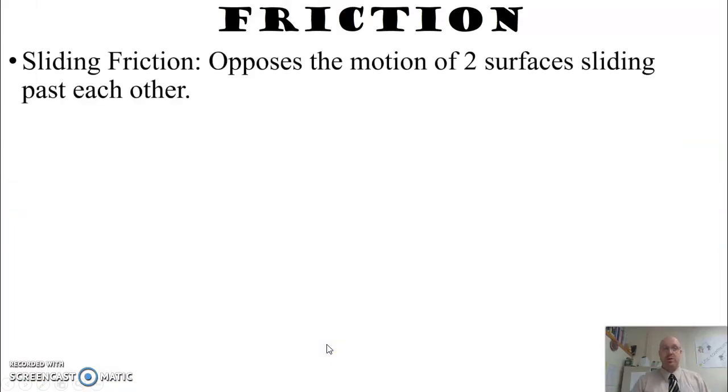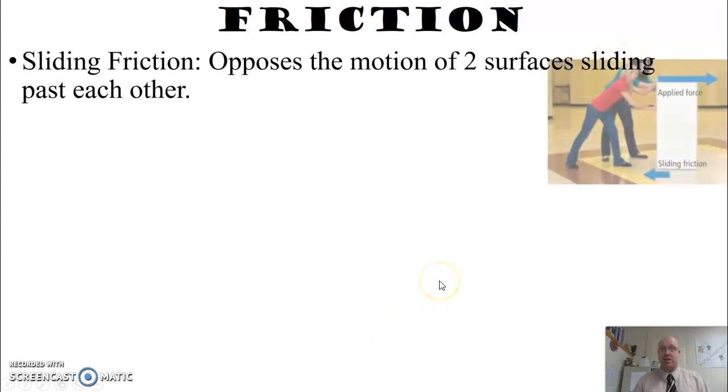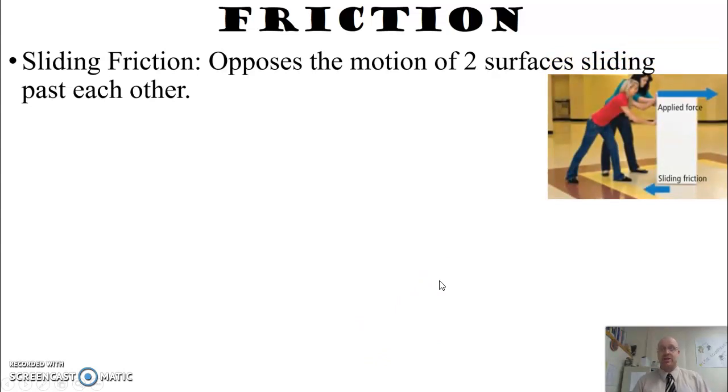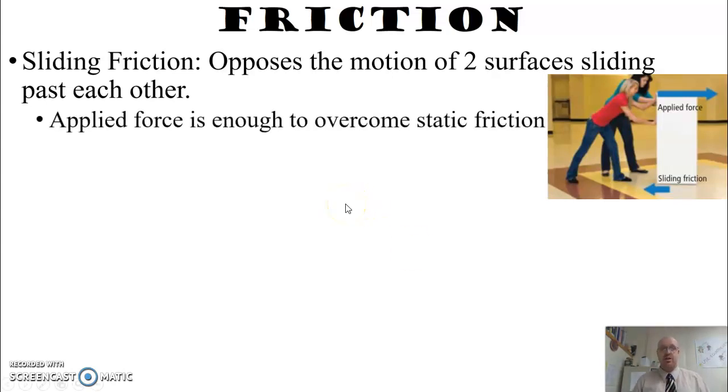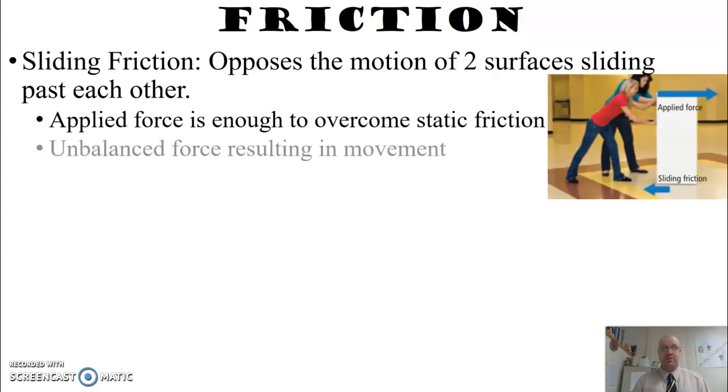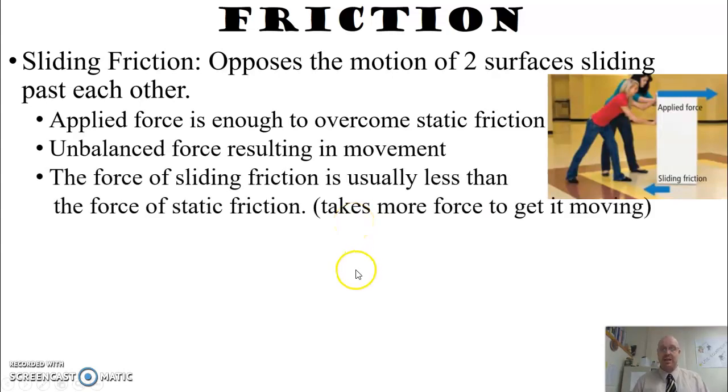The next type of friction that we talk about is sliding friction. This opposes the motion of 2 surfaces sliding past each other. They're actually moving, so as they're sliding past each other, it's that friction that you feel when you lightly move your hands back and forth. That is sliding friction. The applied force is enough to overcome static friction, and there's an unbalanced force resulting in movement. So we are moving with sliding friction.